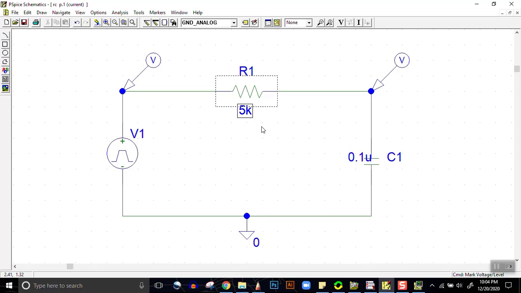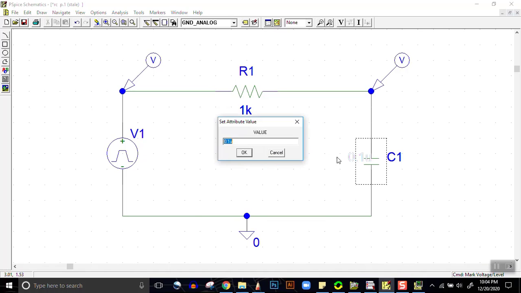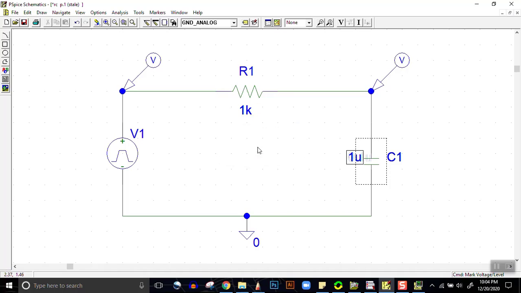So what happens if we increase the value of R? Then the output rises slowly. If we increase the value of C, the output rises slowly. Decreasing the value of R and C will ensure that the output rises fast. So this is one of the observations that we get from this circuit.